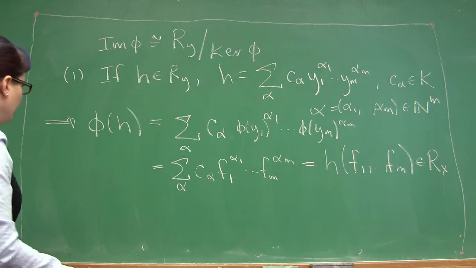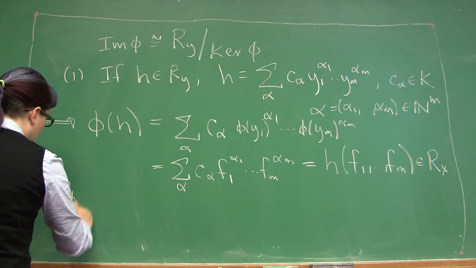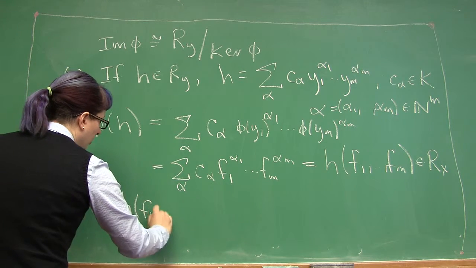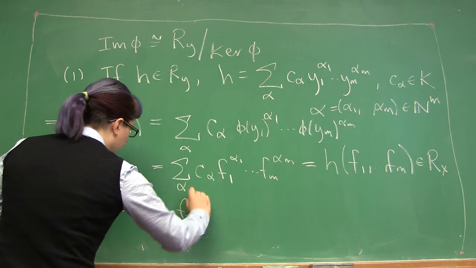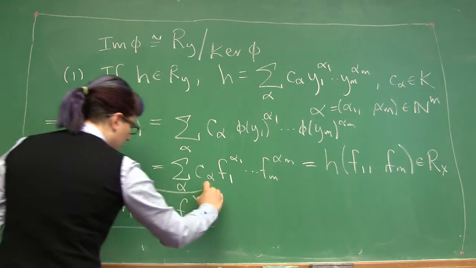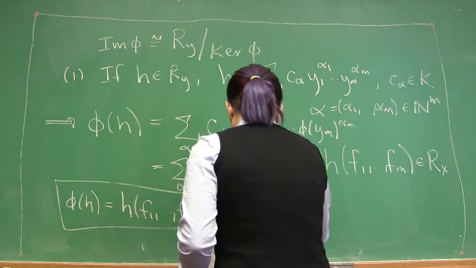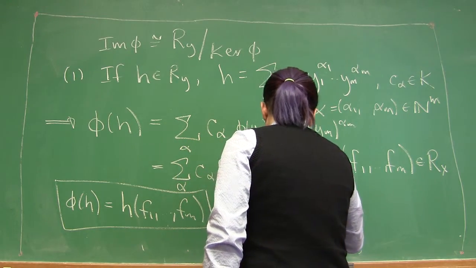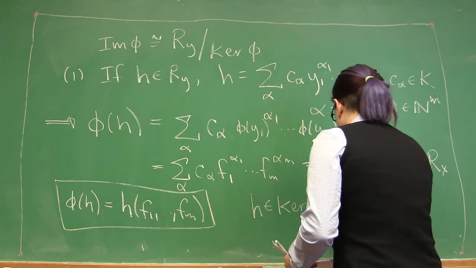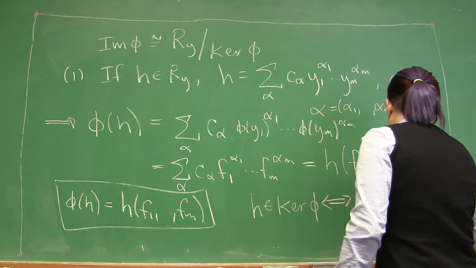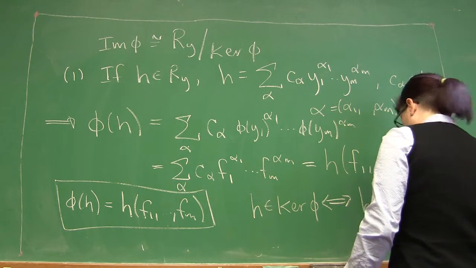So, in general, we see that phi of h is the same as h evaluated at where the y's get sent. We also see that h is in the kernel if and only if h evaluated at the places where the y's get sent is 0.